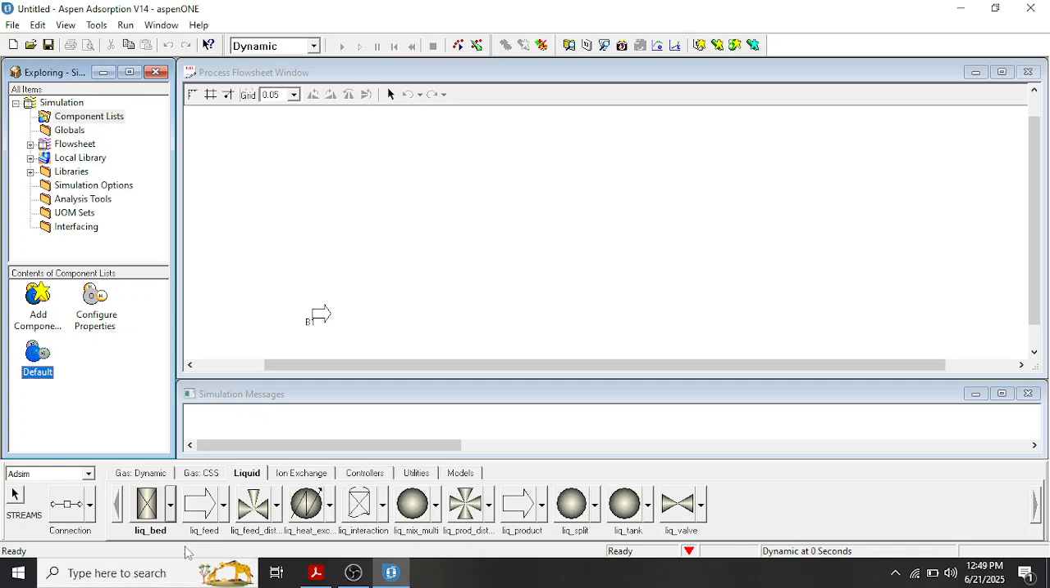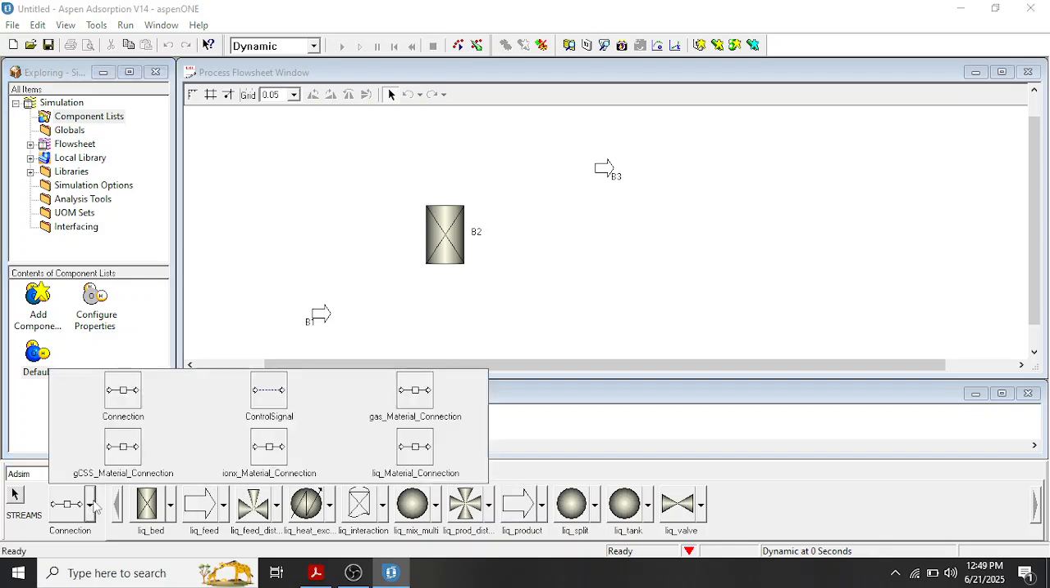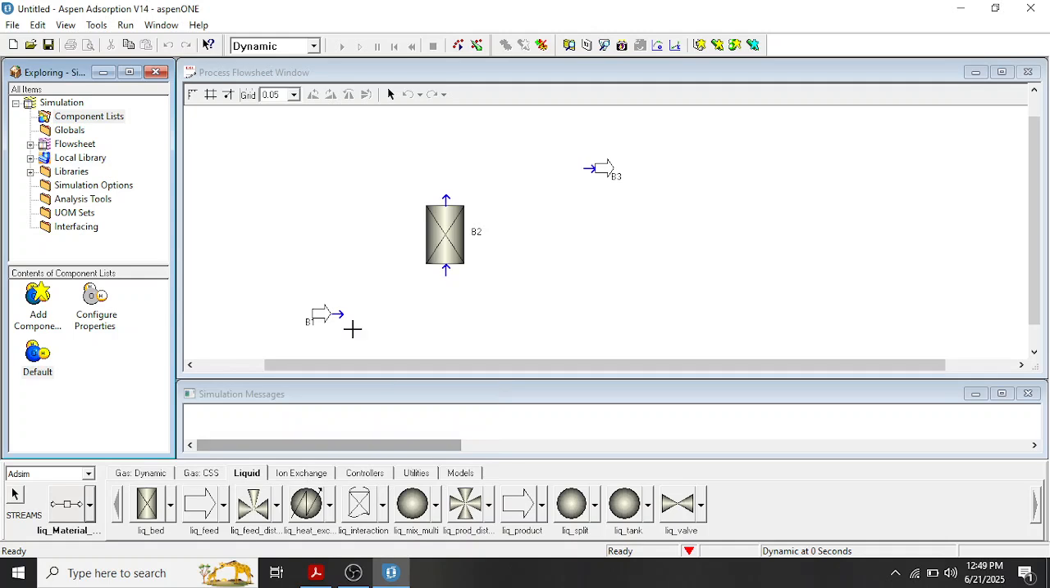This is the liquid feed. Here you can see liquid feed, liquid product, and the liquid bed. This is the connection, the liquid stream. Here you can see the gas connection. This is for gaseous problems, and this is for ion exchange from liquid connection. Now add the feed to the bed, and add the product to the bed.